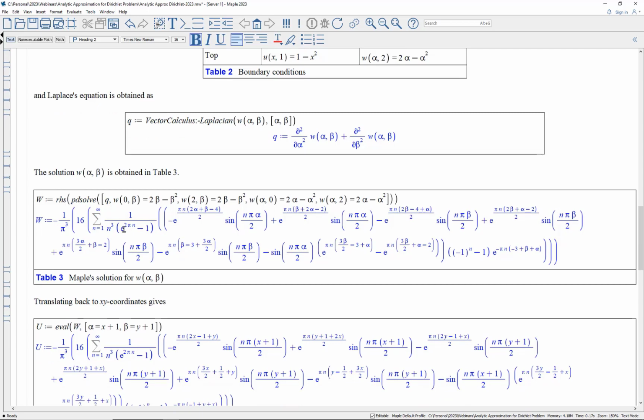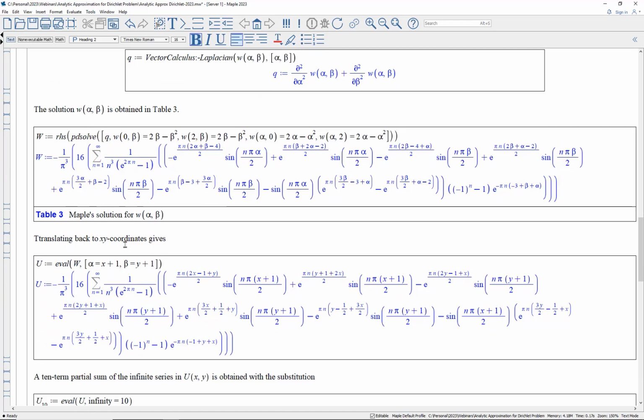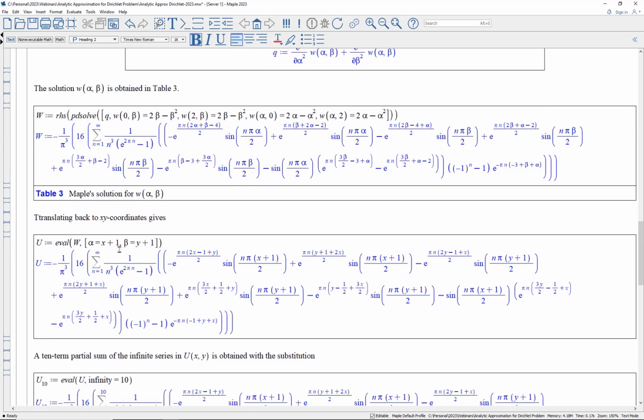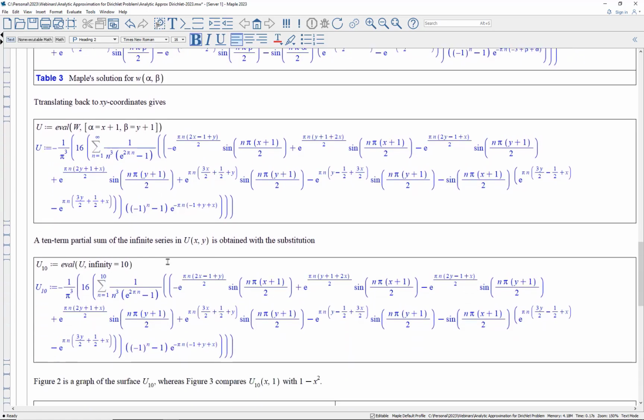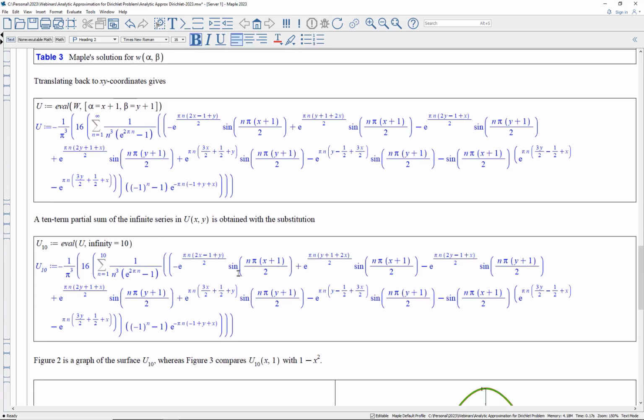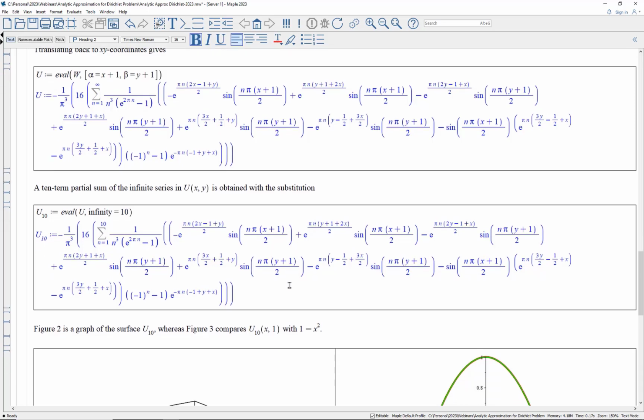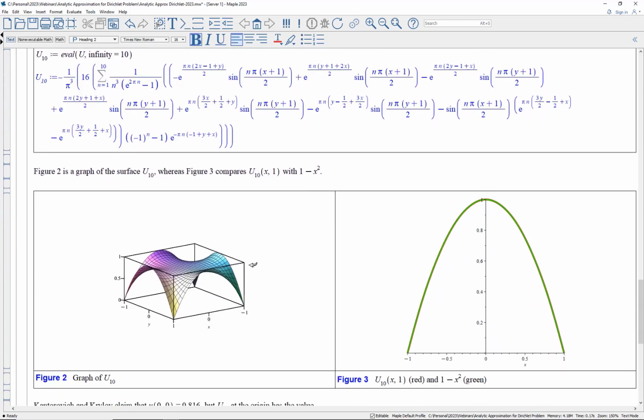It's an analytic solution. We simply shift back so that we are looking at x and y, and then we change this infinity to a finite sum. I picked 10. So this is a 10-term partial sum. This is a graph of this U10. And this is what the edge looks like. I have graphed an edge from U10, and I have graphed the actual curve, the boundary data, 1 minus x squared, and you can see the red and the green lie on top of each other. It appears to be an excellent fit.